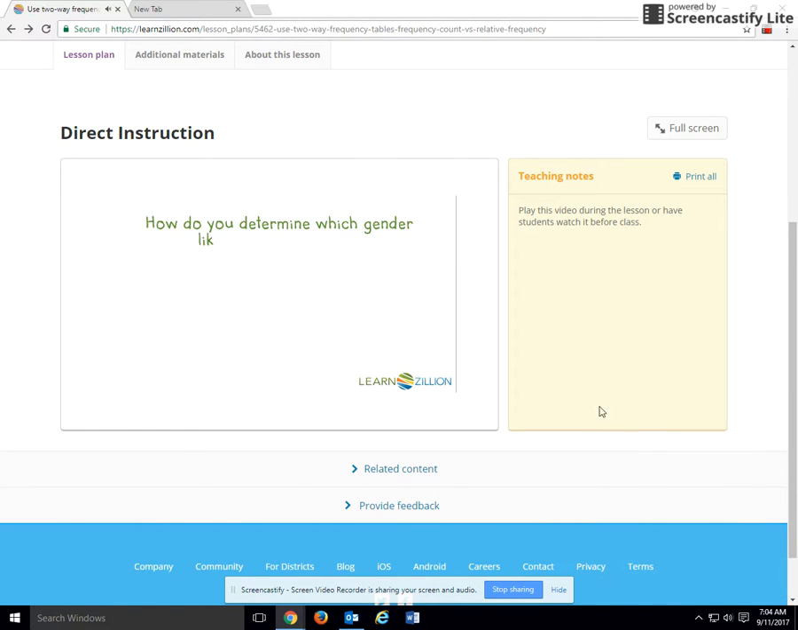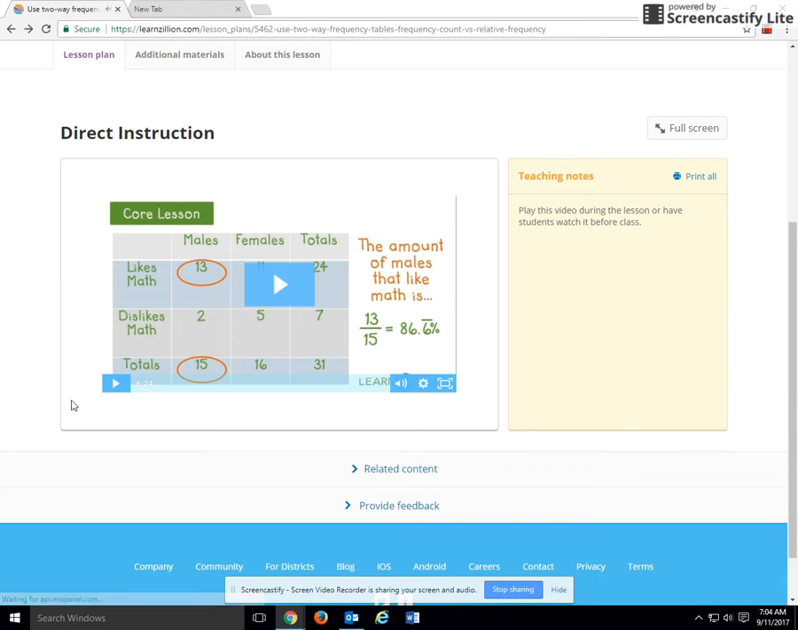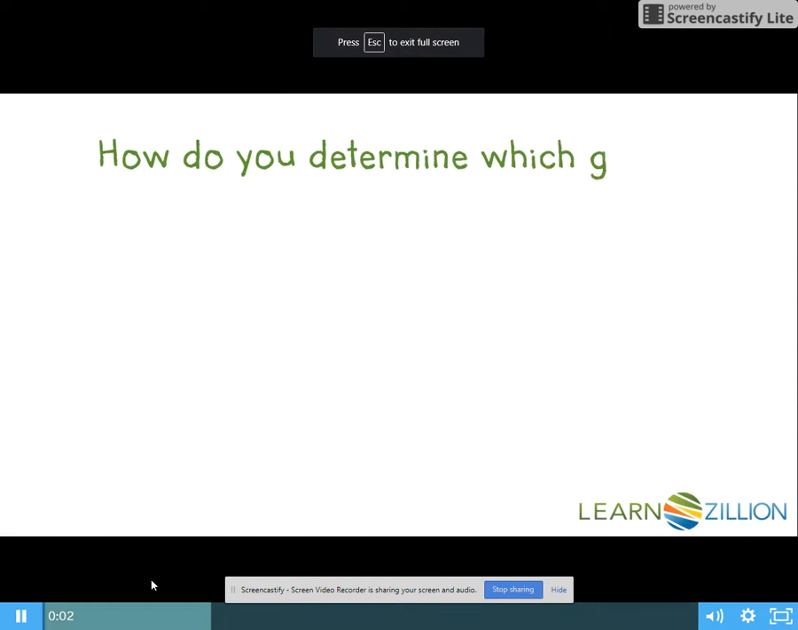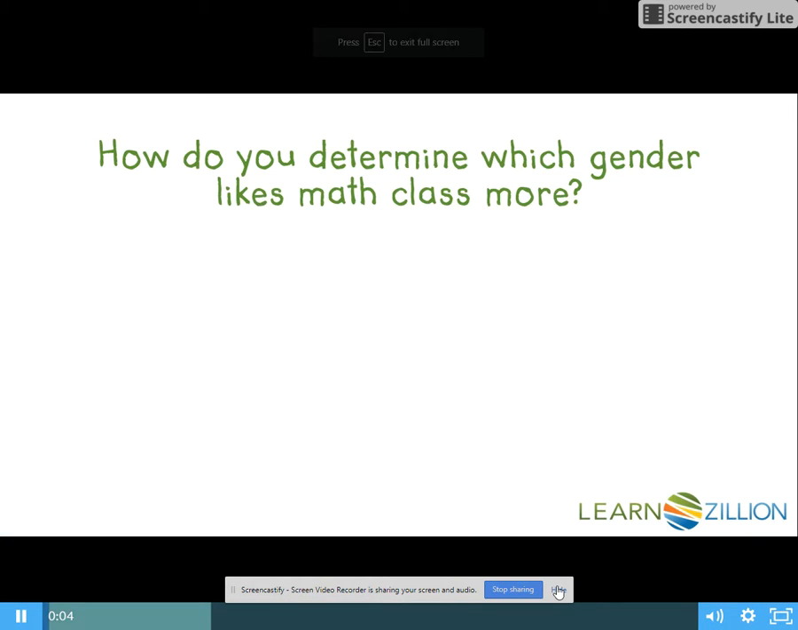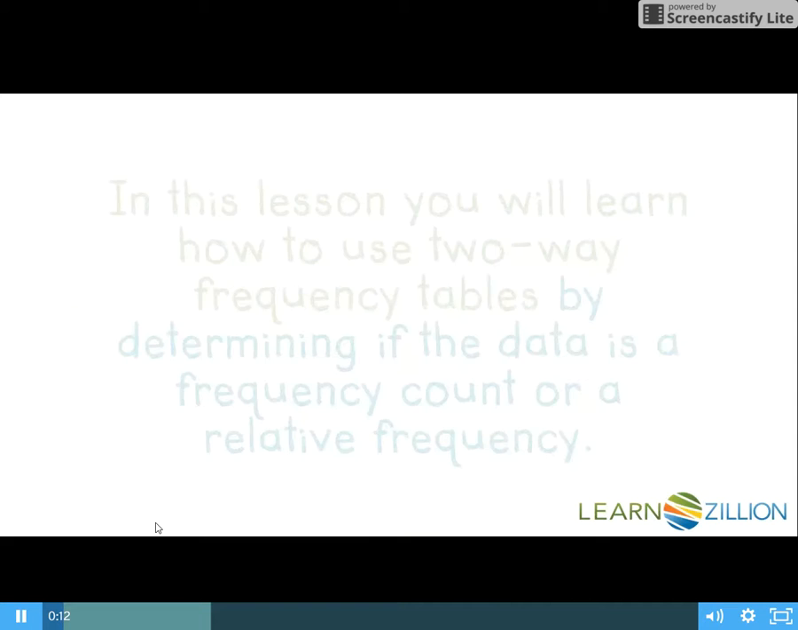How do you determine which gender likes math class more? If a class of students were asked about their view on math class, is there any way to determine if one gender truly likes math more than the other?